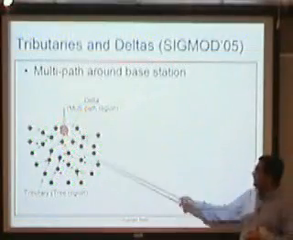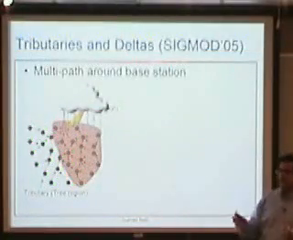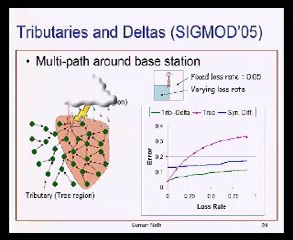And if the loss rate increases in some part of the network, then the delta region can expand in that region, so that you now use multipath on that part. Okay? So here is the experimental result that we have.